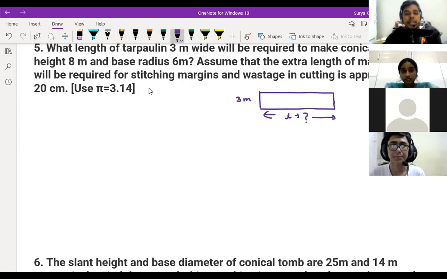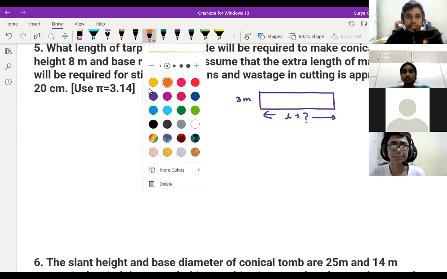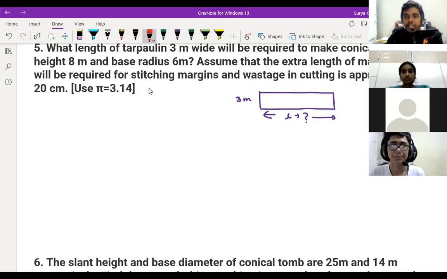Required to make a conical tent of height 8 meters. Height is how much? 8 meters. I'll write here: height is equal to 8 meters. I write in red. Base radius is 6 meters. Assume that the extra length of material that will be required for stitching margins and wastage in cutting is approximately 20 centimeters.